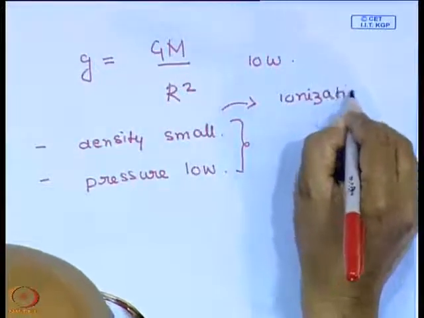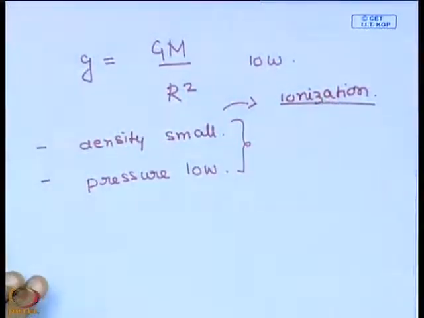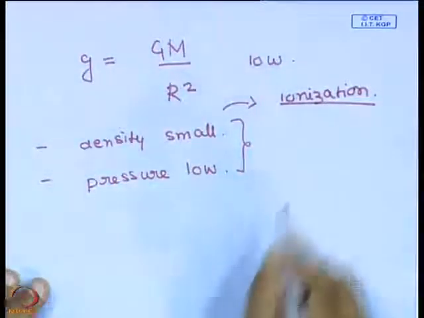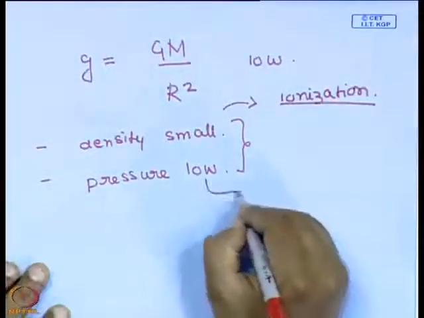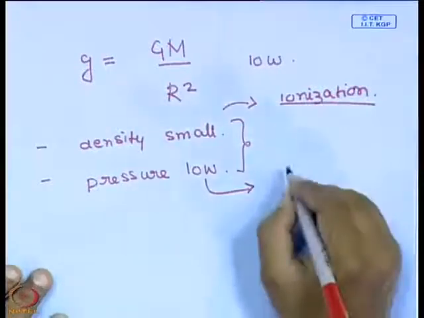If you go back to your Saha ionization equation, you will see that the ionization state depends on the density, and a change in the density affects the ionization states. The pressure difference, the smaller pressure, manifests itself in the line width of the lines.